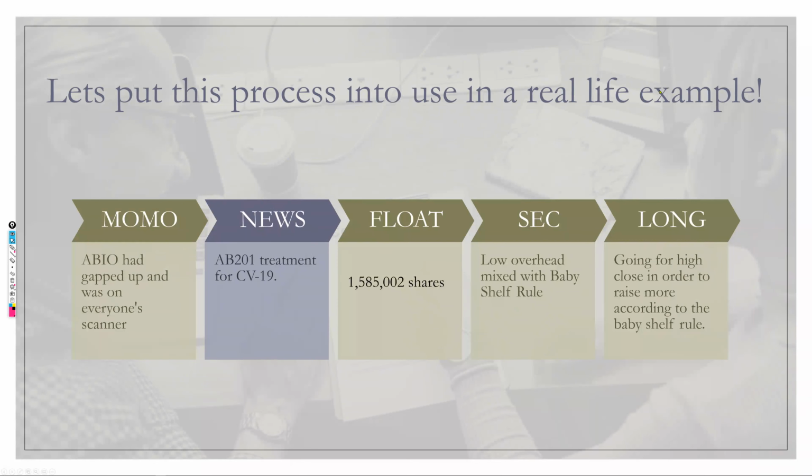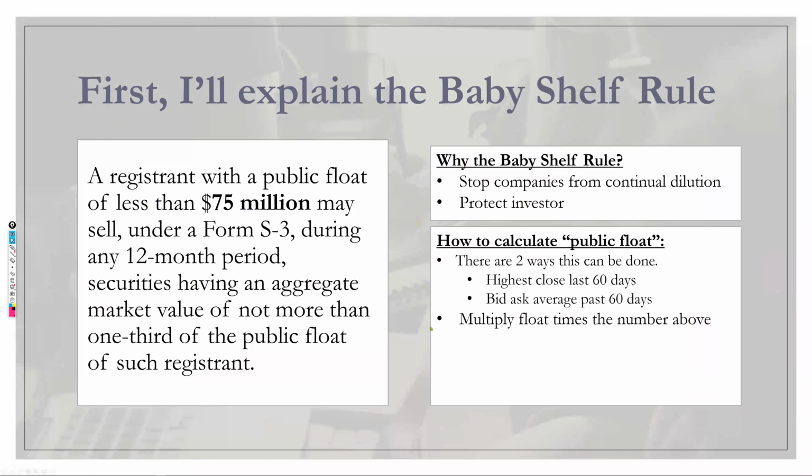Let's put this process into a real life example. What I did in the presentation was a bio had gapped up and was on everyone's scanner. They had come out with a treatment for COVID-19. I identified the float was 1.5 mil. It had low overhead and it was mixed with the baby shelf rule. We'll go into baby shelf a little more, but I said this is going for a high close in order to raise more according to the baby shelf rule. That was the thesis I had put together.